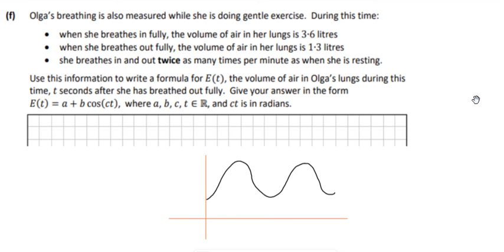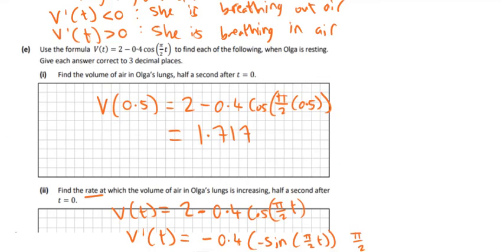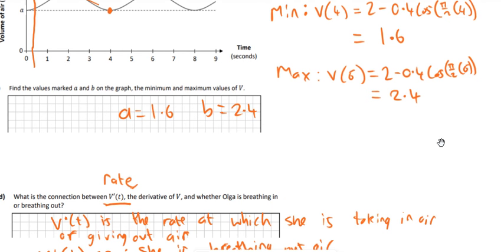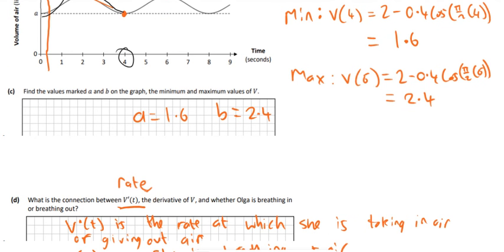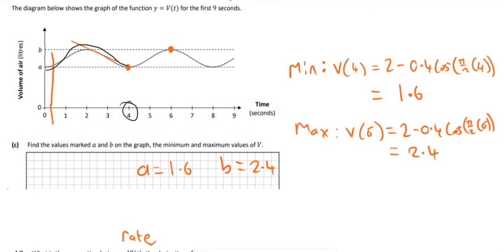So because she's in and out twice as fast, if you look back up at the other one here, when she breathed in and out in the other one, it took 4 seconds. So it took her 4 seconds to breathe in and out. That's called the period on the graph. So that's one cycle of the graph. It goes up and down, and then it goes up and down again. That's another.